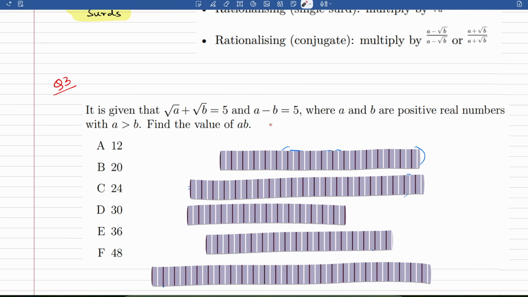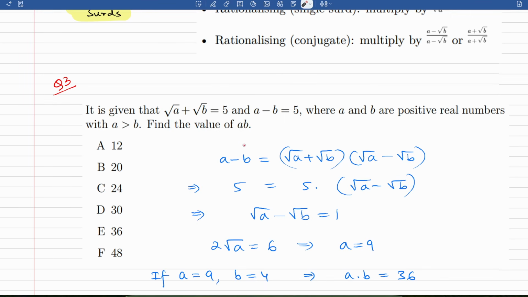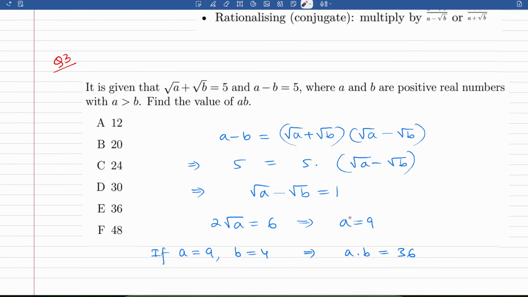We usually do not think of breaking down a minus b further into root a plus root b times root a minus root b using the a square minus b square formula. But if you follow that pattern, this problem becomes quite easy. So a minus b can be written as root a plus root b into root a minus root b. Root a plus root b is given to be 5, so 5 cancels out and you get root a minus root b is equal to 1.